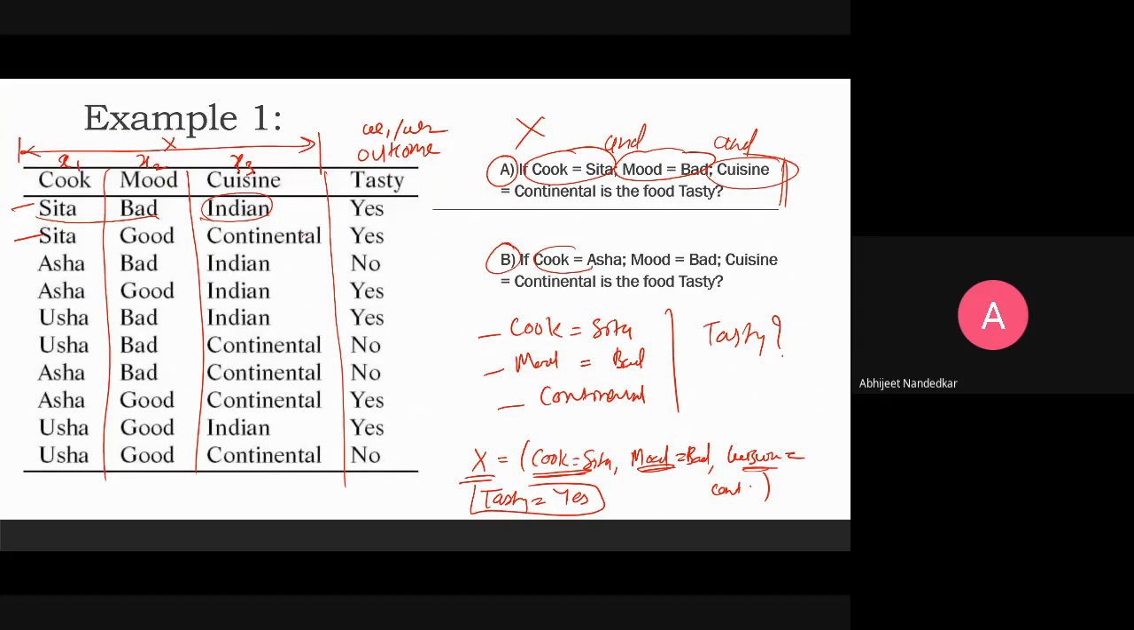Now similarly, you can solve this after class. If cook is equal to Asha, mood is equal to bad, cuisine is continental, is the food tasty? So now I'm just replacing cook from Sita to Asha, and you have to answer the same thing. I hope you can solve this. If you find any difficulty, we can discuss tomorrow. We can take one more example.